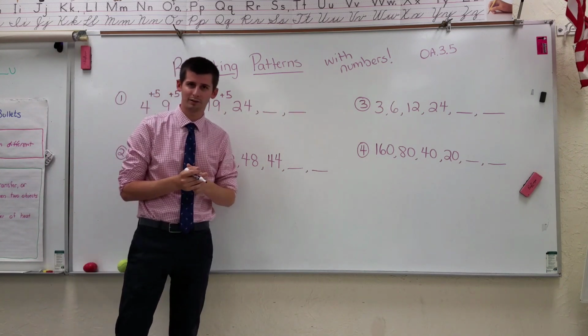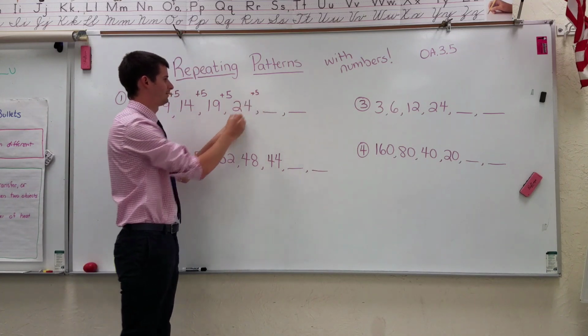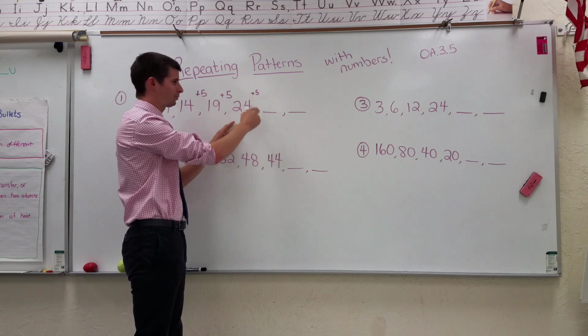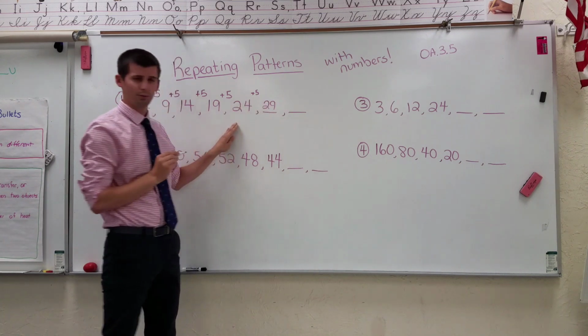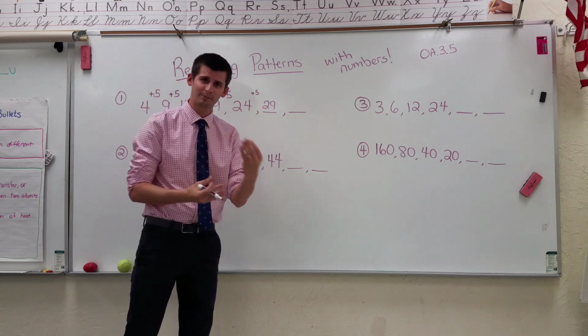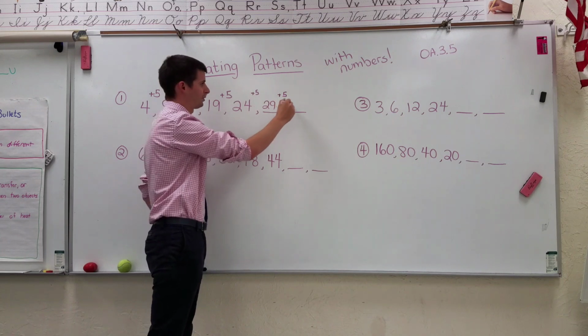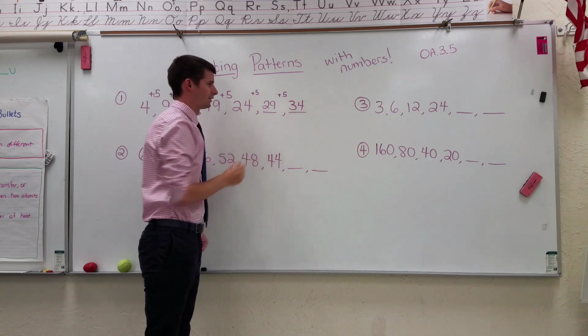So now I need to find the next 2 numbers in the pattern. So 24 plus 5, that's what I need to do. So 24 plus 5, well, that would give me 29. Now my next number, I need to do the same thing. I'm repeating the same thing over and over again. So now I'm going to add 5. 29 plus 5 is 34.